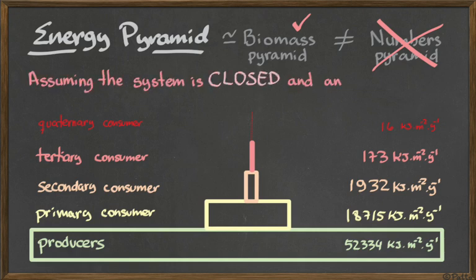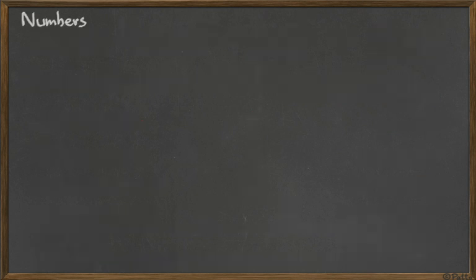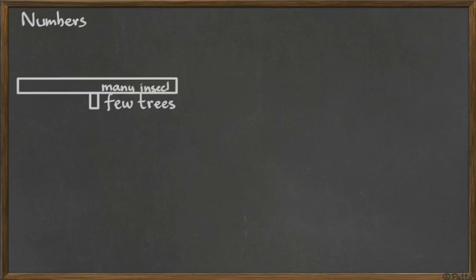Okay. Also, pyramids have this shape if we assume that they are closed, so energy is not getting in and energy is not getting out, apart from the heat that's escaping to the universe, and also within a reasonable time frame. Let me show you examples about this. Number pyramid. If you have a producer that's a tree, one tree can feed millions of insects. So very few trees can feed many insects.